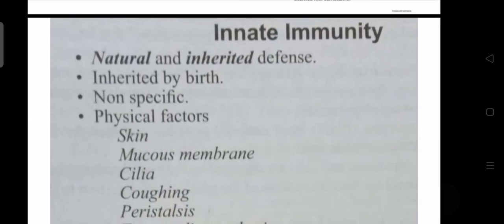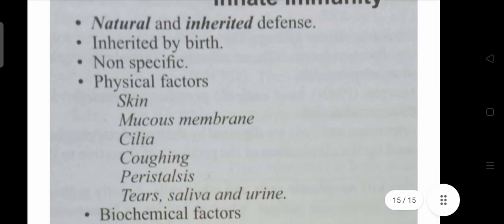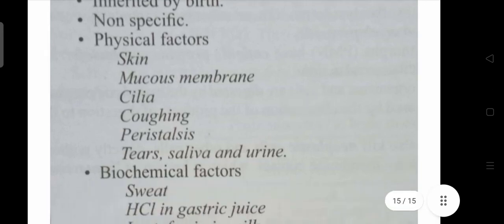So what we have learned today: natural and inherited defense. Innate immunity means inherited by birth. It is non-specific. We learned physical factors: the stratum corneum of the skin; mucus secretion in the mucous membrane, which is sticky in nature and kills entrapped microorganisms. In the respiratory tract there are many cilia, constantly moving, which sweep away all the microorganisms. Coughing, sneezing, and peristalsis, the peristaltic movement of the intestine.